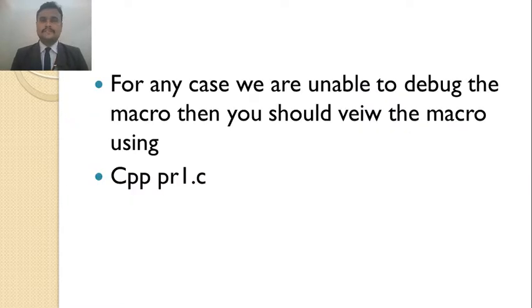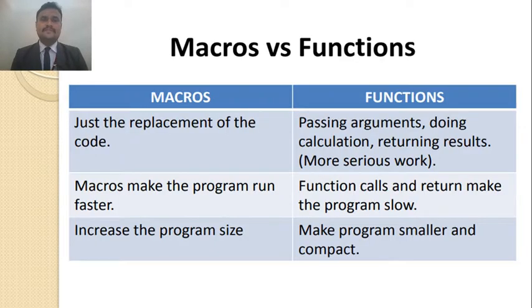Here is a program showing the difference between macros and functions. Macros are just the replacement of the code. A function passes the argument, does the calculation, and returns the result. Macros make the program run faster. Functions are bulky in nature: we need to call, return, and accept the return value. But when we use a function, the program size is really smaller compared to macros. With macros, the program size increases, because when we see the expanded code, the program size is going to increase.